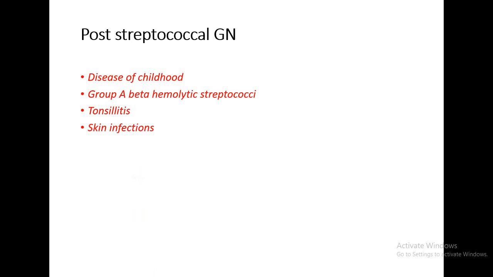So we'll start with the next entity in immune complex mediated glomerulonephritis. That is post-streptococcal glomerulonephritis. This is nothing but immunological response of the kidney due to infection by streptococcus. As a result, there will be sudden appearance of hematuria, proteinuria, and hypertension. And this is essentially a disease of childhood because it accounts for almost 90% of renal disorders in children. And this affects children within the age of 2 to 12 years.